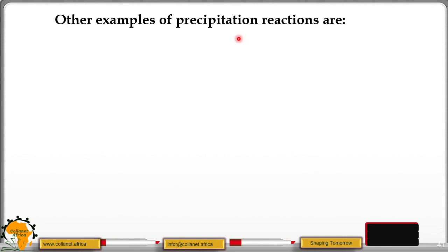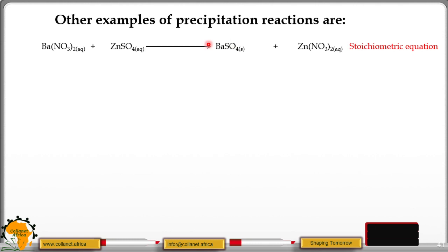In this lesson, we're going to look at further examples of precipitation reactions, or other salts that are prepared using precipitation or double decomposition processes. We're also going to look at the effect of exposure of salt to the atmosphere. And finally, we shall look at the uses of salts. Let's look at other examples of precipitation reactions.